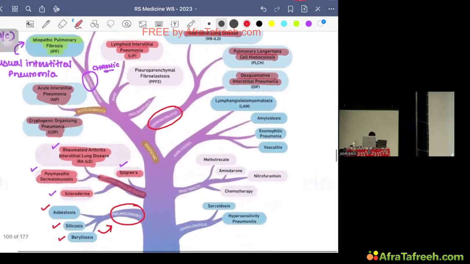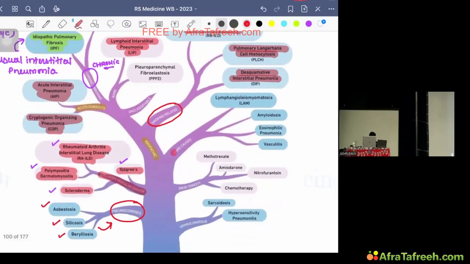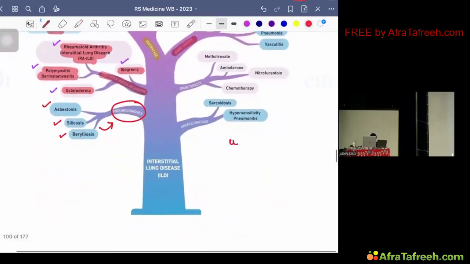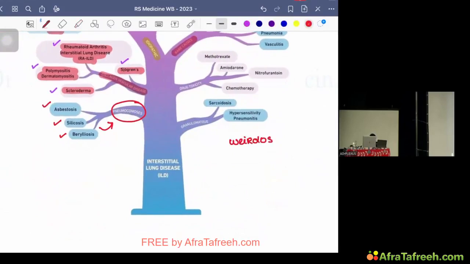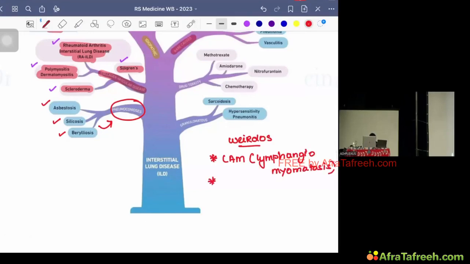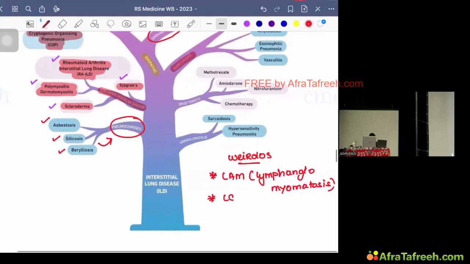Then apart from this, we have certain conditions which are rare causes, or we don't know why they occur, and these are called weirdos. What are the weirdos we have? In weirdos we have LAM, which is called lymphangiomyomatosis. Second, in weirdos we also have Langerhans cell histiocytosis.